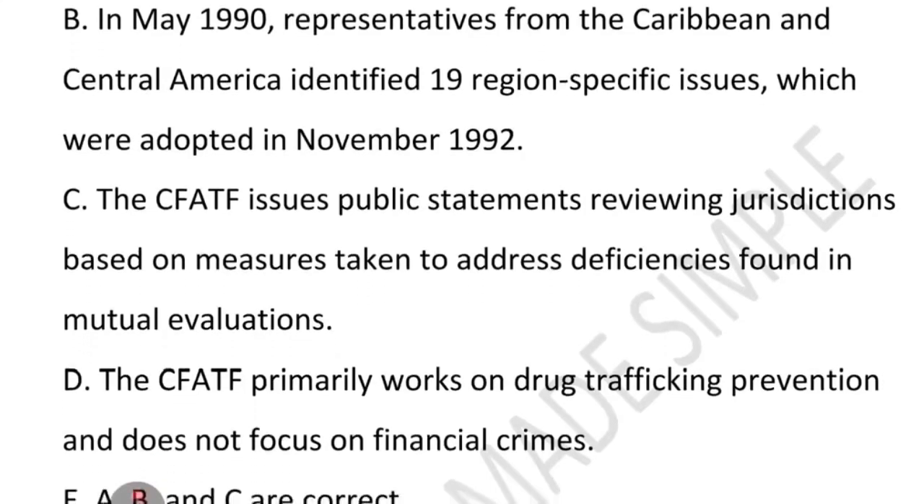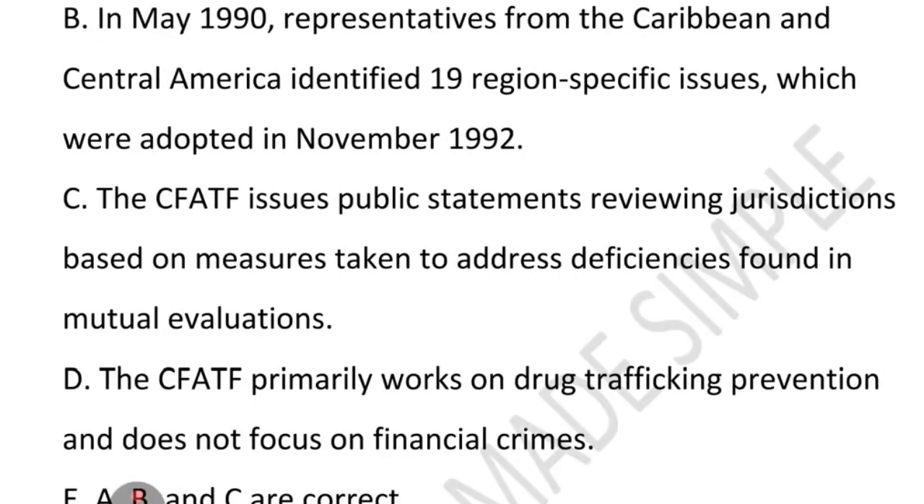Option C says the CFATF issues public statements reviewing jurisdiction based on measures taken to address deficiency. Is this correct? Yes, this is correct. Why? Because it means CFATF grades countries on anti-money laundering effort. If a country fails, they are publicly named and given time to improve. For example, like a report card for countries, pass or fail with consequences.